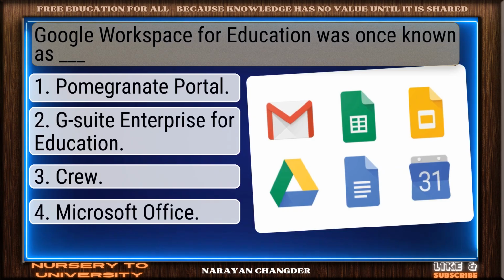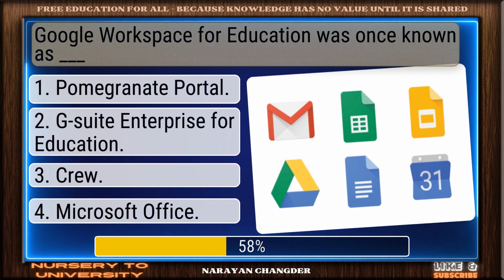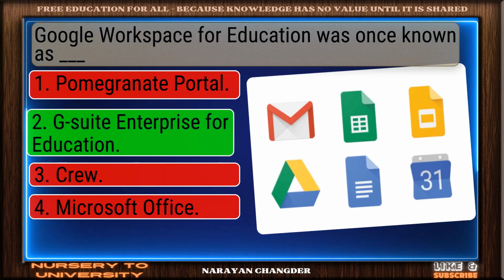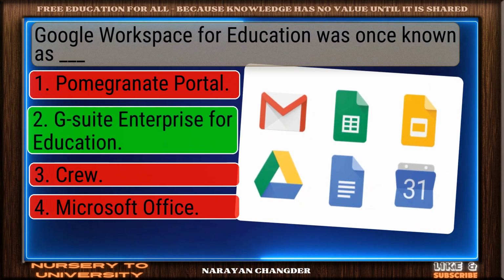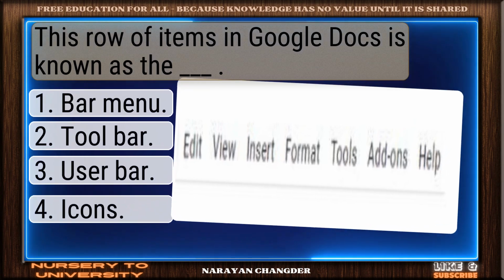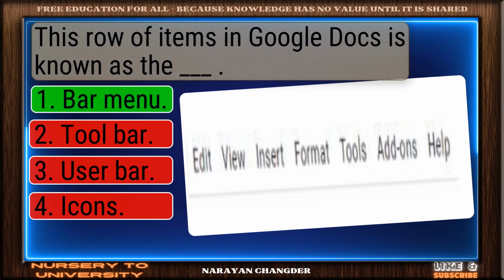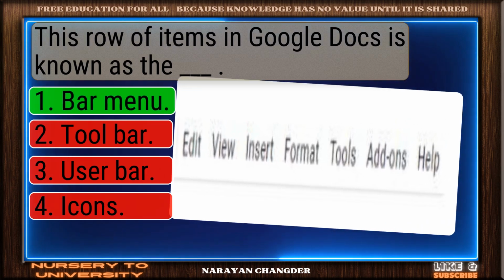Google Workspace for Education was once known as what? Great thinking. G Suite Enterprise for Education is the right choice. This row of items in Google Docs is known as the what? Solid response. Menu bar is a valid choice.